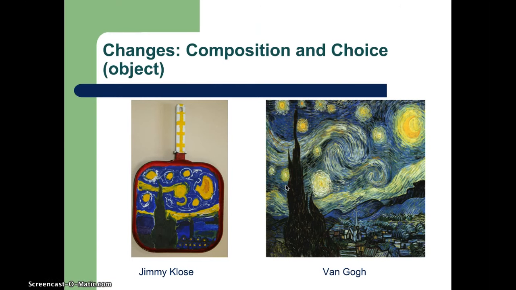So let's start off with this one. He chose to do Vincent van Gogh. He chose Starry Night. He changed the composition from the original, which is a rectangle, and he changed it to a square. He also made a change in choice by bringing in an object from home. This was a popular option, but you do have to have some kind of recycled object to bring in to do this one.